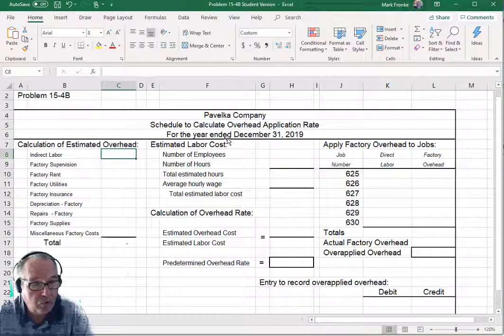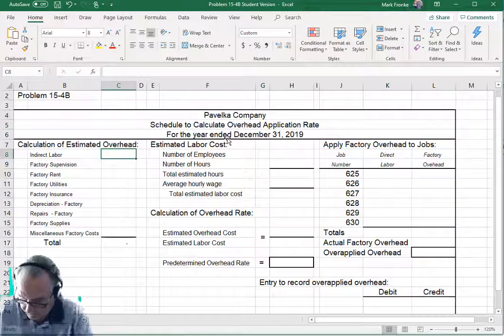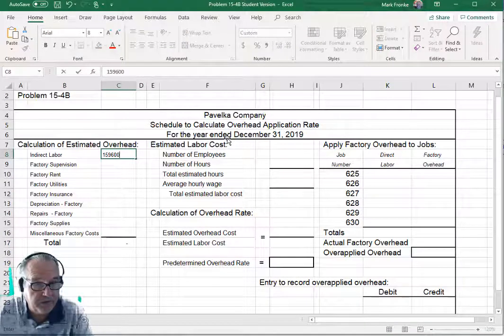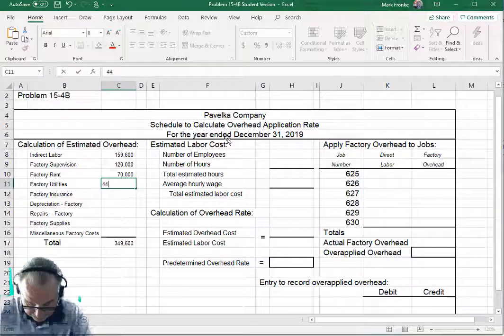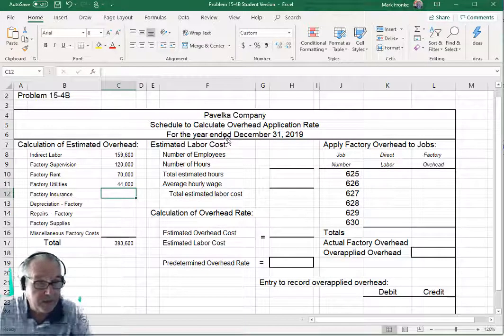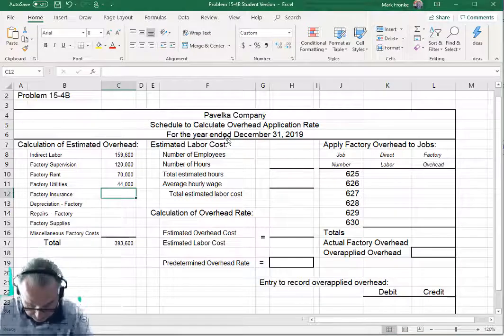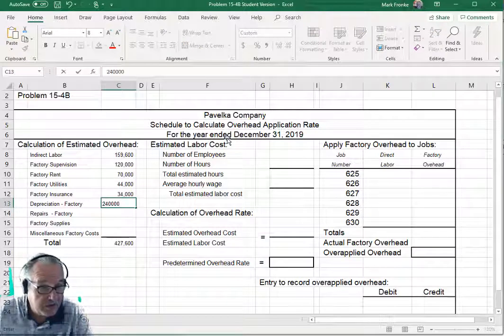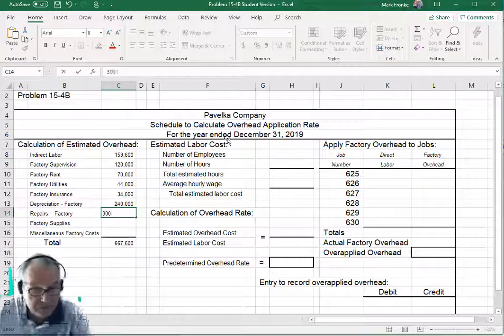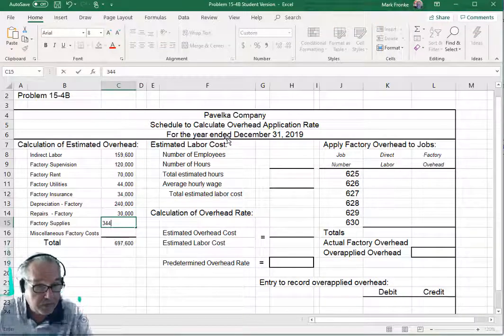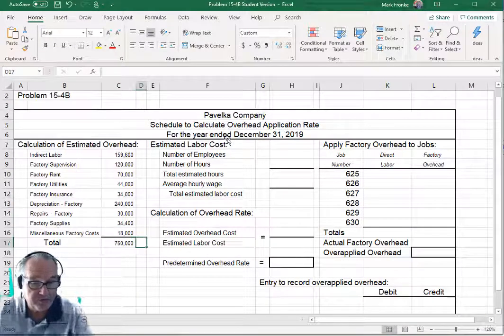The way this calculation works is we have to first estimate what our total overhead is going to be. In this case, they've given us a list of all the overhead items, including indirect labor, factory supervision, factory rent, factory utilities, factory insurance, depreciation, repairs, supplies, and miscellaneous. So that is a total of $750,000.